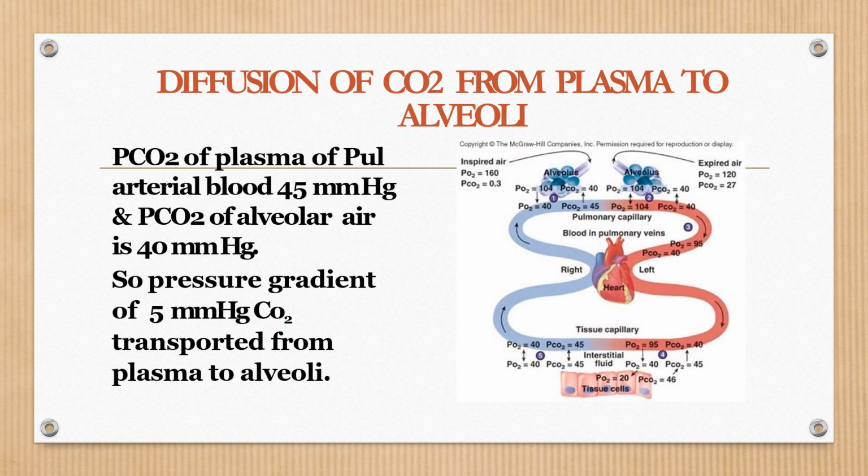And then the dissolved form, so diffusion of CO2 from plasma to alveoli. The PCO2 of plasma of pulmonary arterial blood is 45 mmHg and the PCO2 of alveolar air is 40. So a pressure gradient of 5 mmHg for CO2 is present, which allows the transport of CO2 from plasma to the alveoli. In this picture, I have explained this in the first slide only.